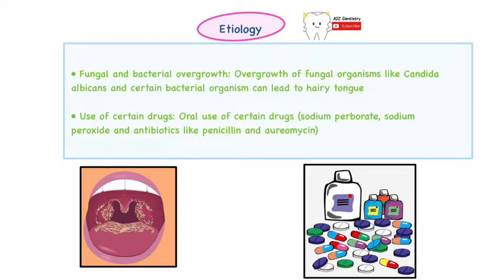Apart from it, Candida species is mainly associated with the burning tongue, right? Now this burning tongue is one of the symptoms of hairy tongue, right? So because of the overgrowth of this Candida species, it might happen that the patient complains of burning sensation on the tongue. Apart from this cause, use of certain drugs has been implicated in this lesion, mainly sodium perborate, sodium peroxide and certain antibiotics, particularly the penicillin group and the aureomycin group.